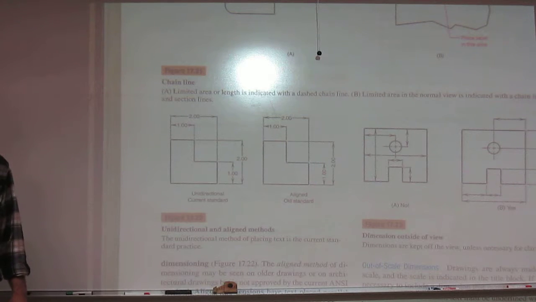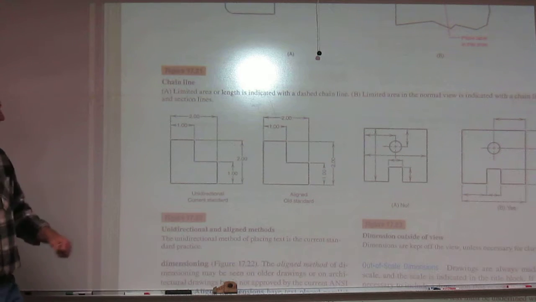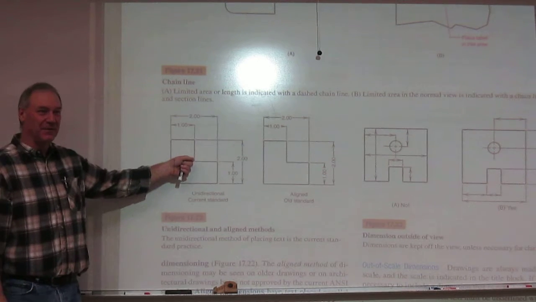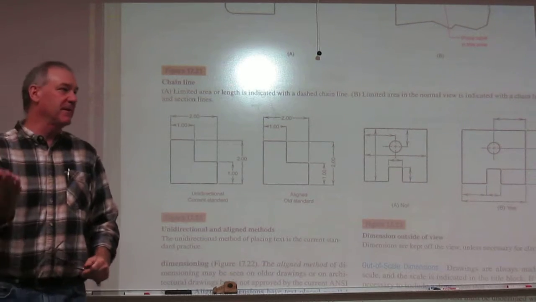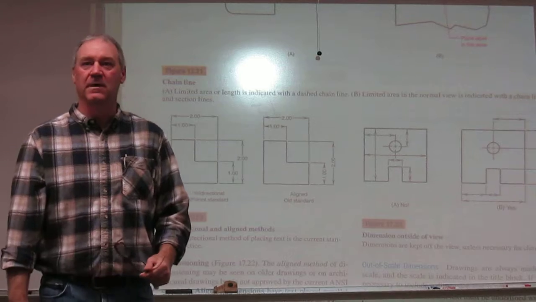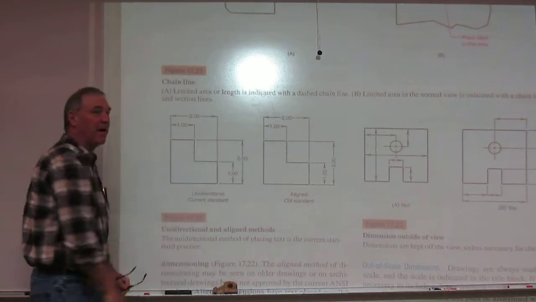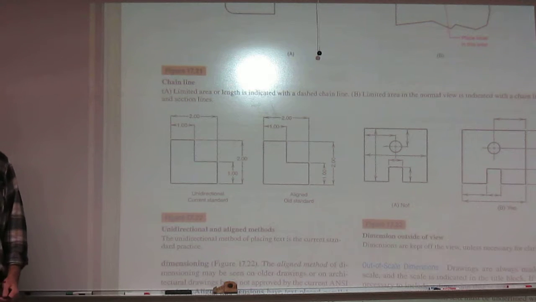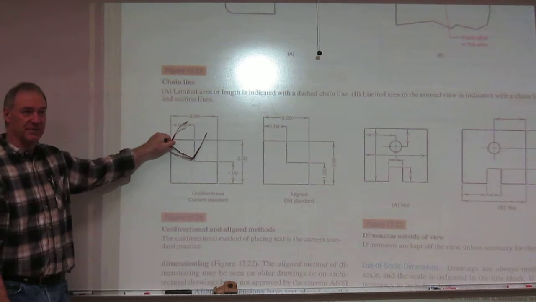Any ideas which one that might be? Architect? It's going to be a reoccurring thing. They do their own thing. Everybody except for architects uses an aligned or unidirectional dimension style. All that means is your text always reads from the bottom of the page. Notice as we come through the dimensions, they all read from the bottom. That will be all of your engineering disciplines. The metric system also uses unidirectional.